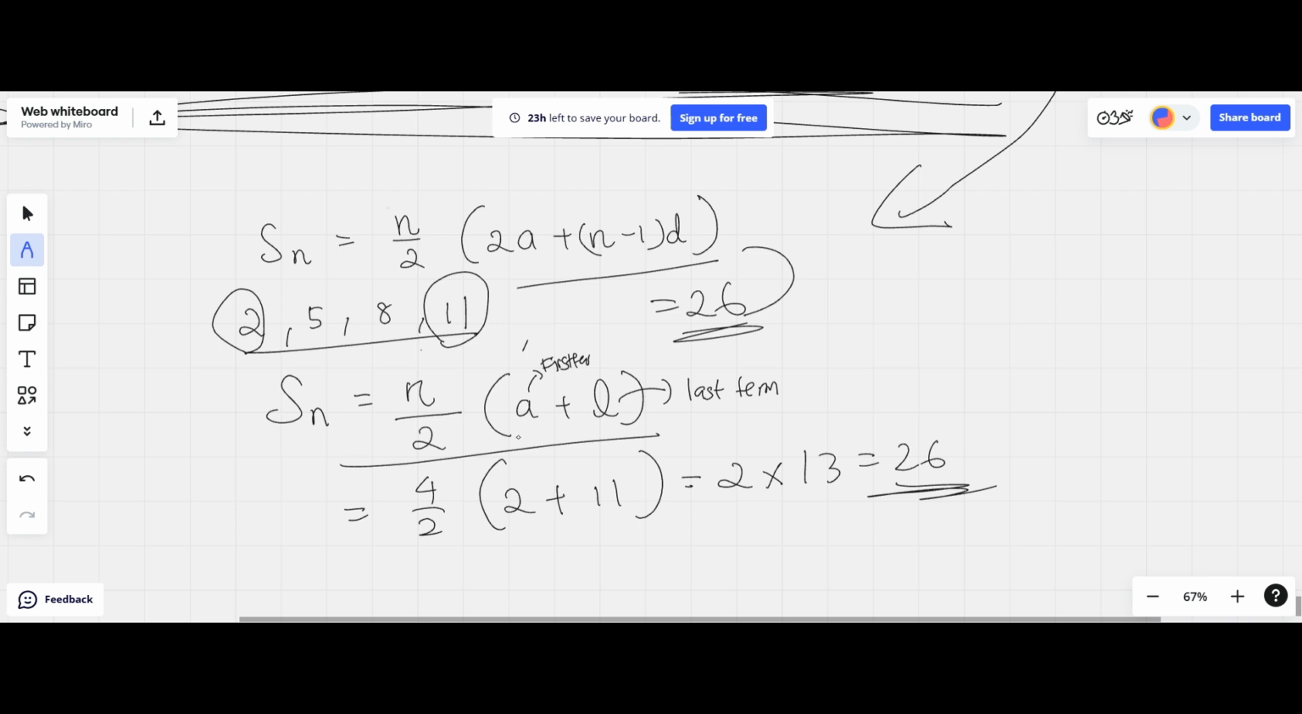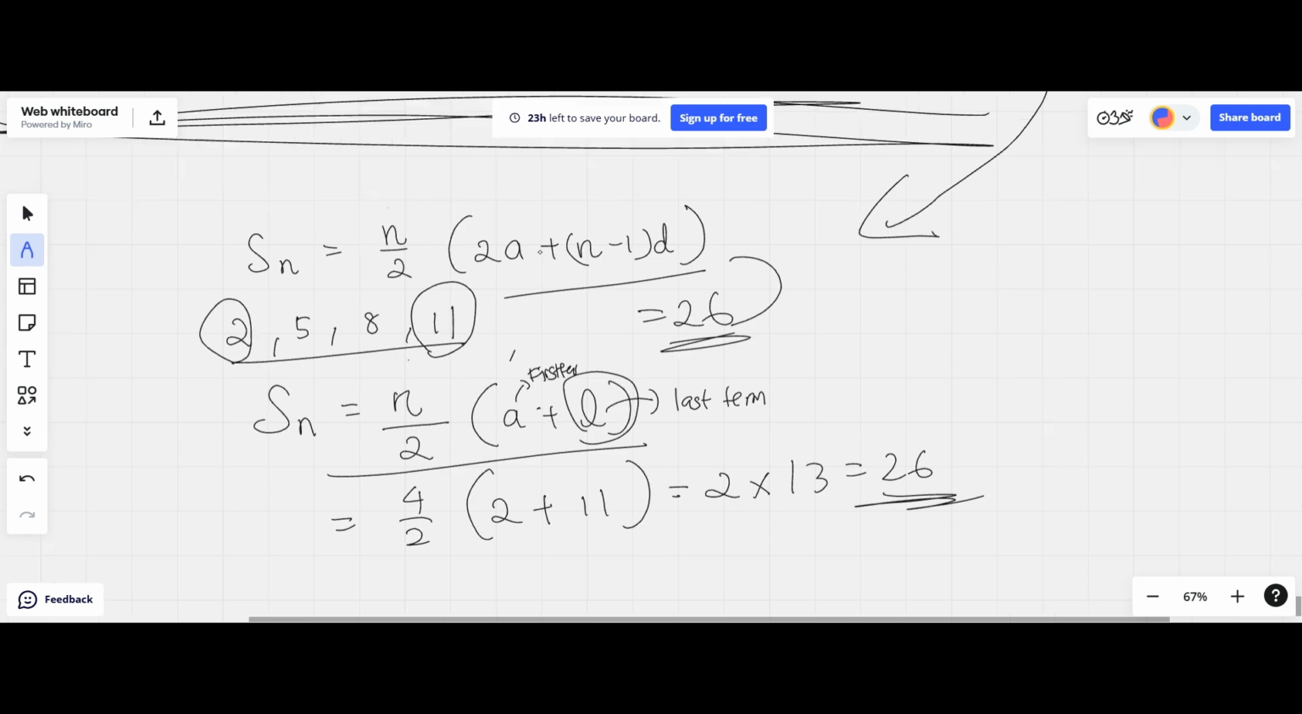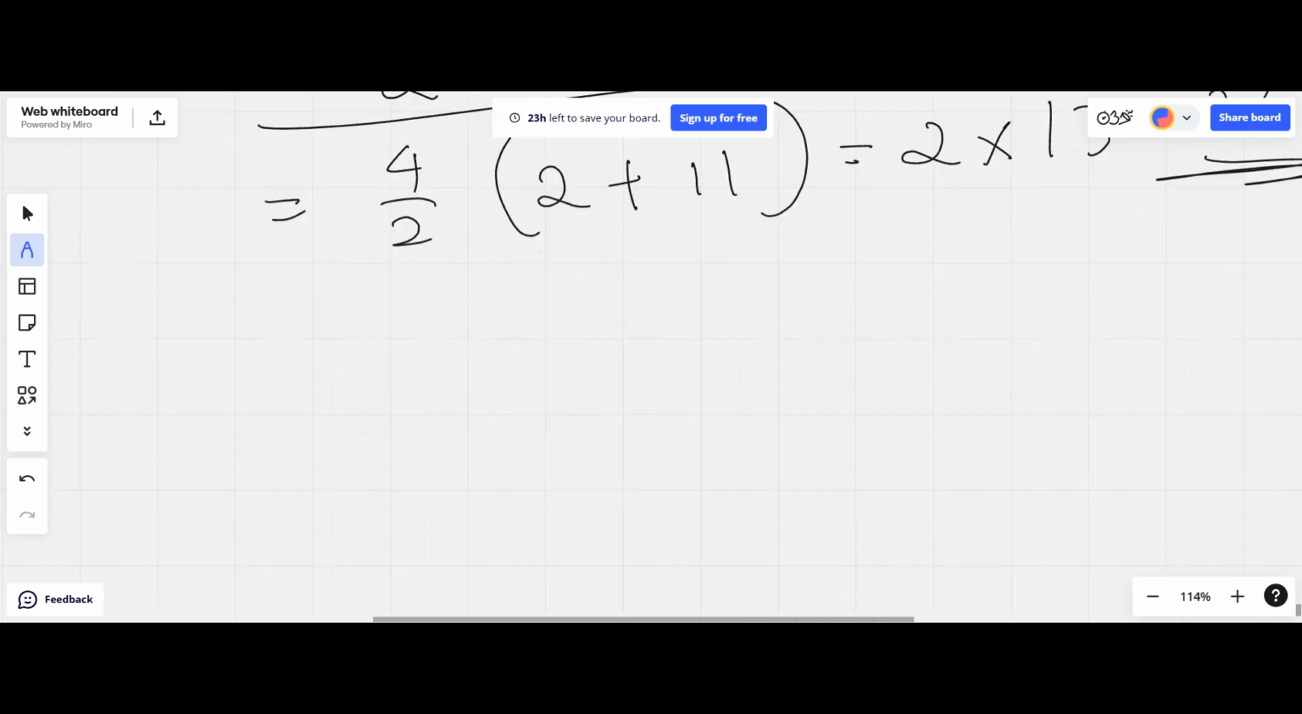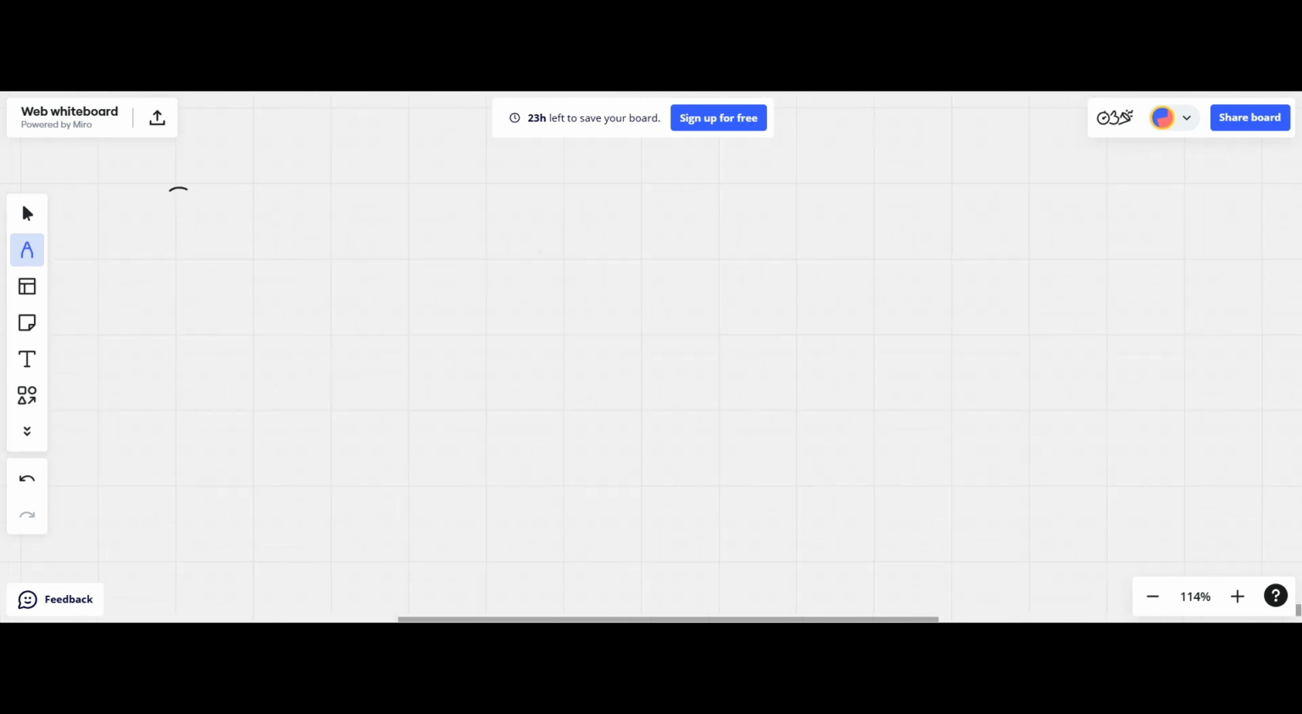Now you may wonder how this formula came, how this last term formula came. Not a big deal. This formula came from the first formula. So let's see how it came.